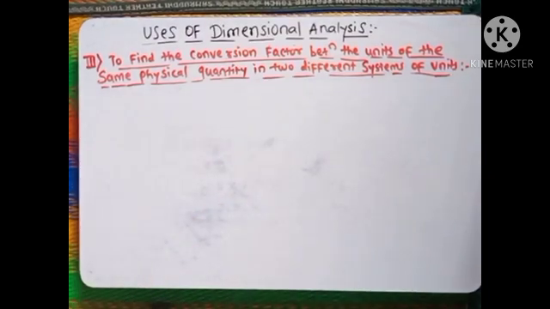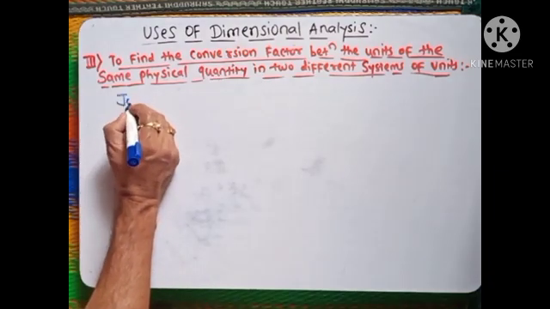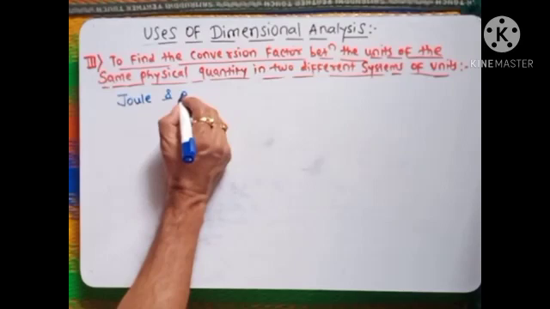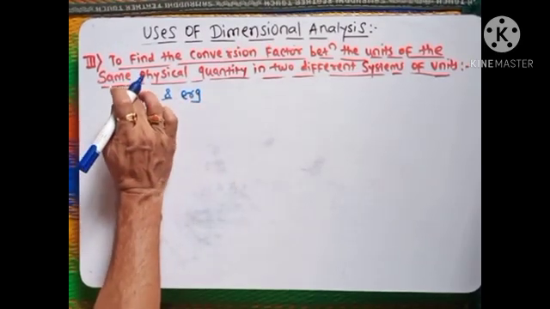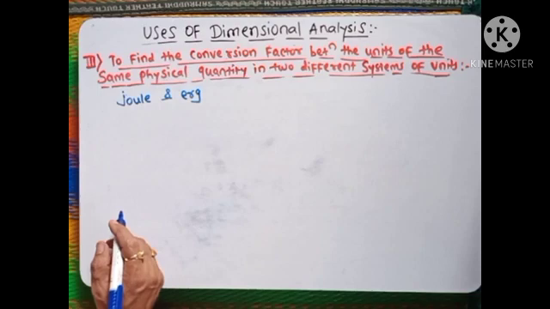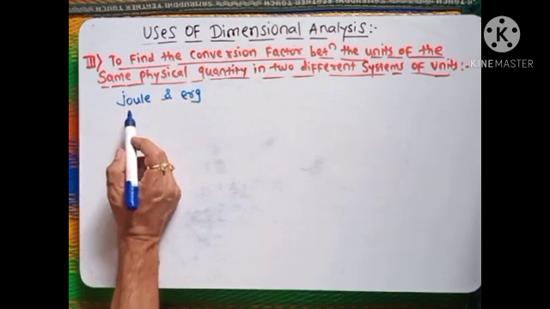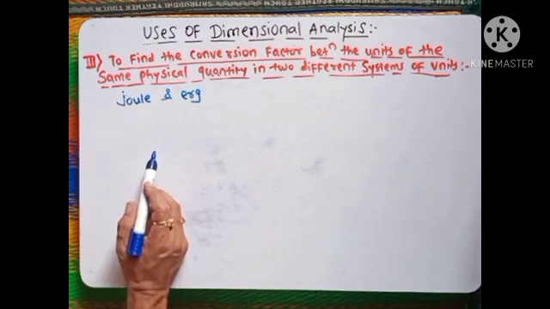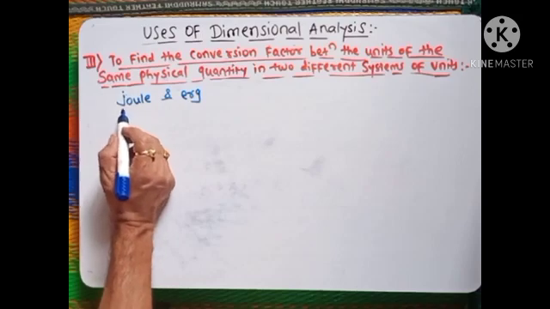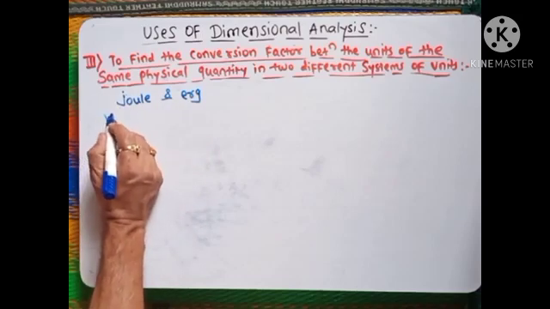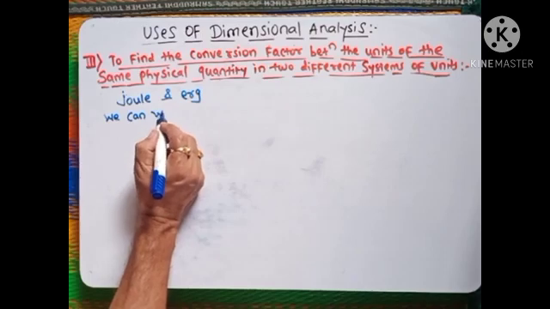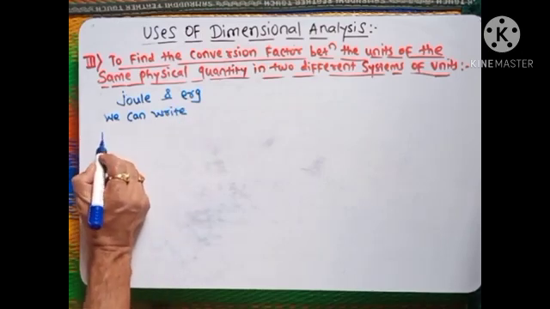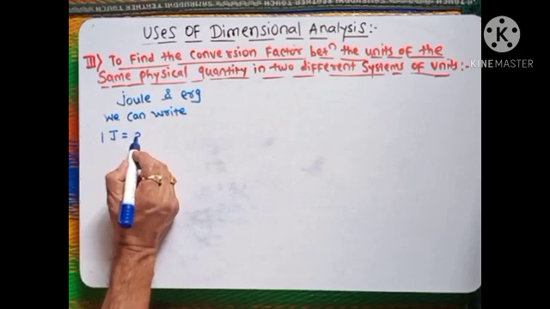Here, suppose we have to obtain the conversion factor between, suppose we consider here, joule and erg. Okay, joule and erg. This is the unit of energy or work. Joule is in the MKS or SI system, and erg in the CGS system. We have to obtain the relationship between these two. Now we can write 1 joule equal to x erg.